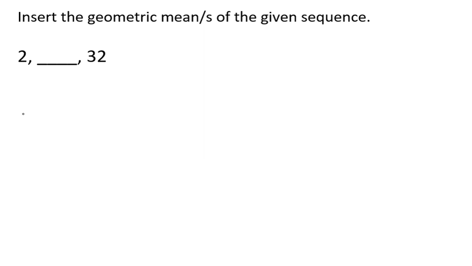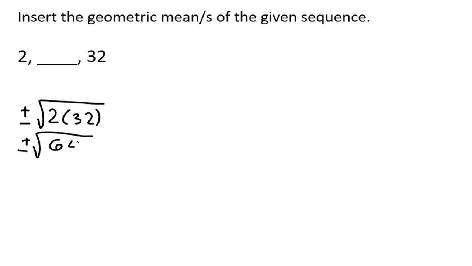So, next, insert the geometric mean or means of the given sequence. So, 2 and 32. Gawin natin ulit yung ginawa natin kanina. So, positive, negative square root of 2 times 32. And that is positive, negative square root of 64, since 2 times 32 is 64. And square root ng 64 ay 8. So, 8 times 8 is 64. So, ang geometric mean niya ay positive, negative 8. So, yan ay pwedeng 2, 8, 32, or 2, negative 8, and 32.